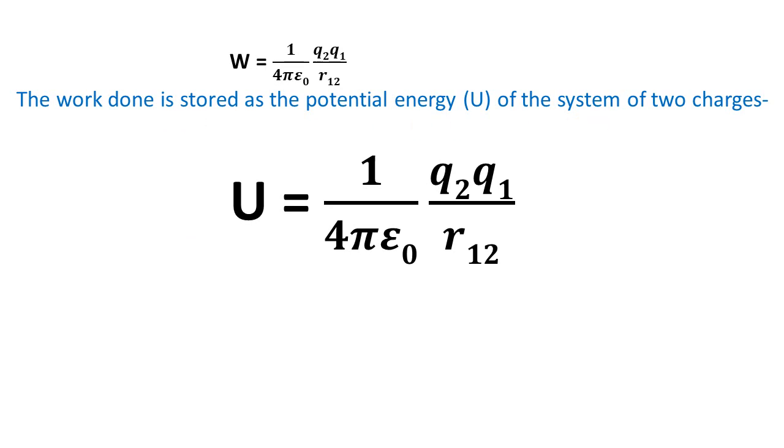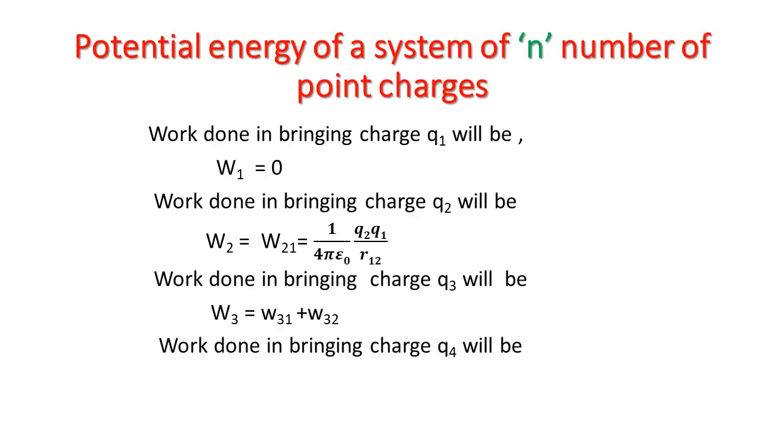of 2 point charges. Now we will generalize it for n number of point charges. When the first charge q1 is brought into this space, when there were no point charges or no source charges, W1 was 0. When the second charge was brought, the work done on q2 will be W2 is equal to W21, that is 1 by 4 pi epsilon naught q2 q1 by r12. Already you have learnt this.